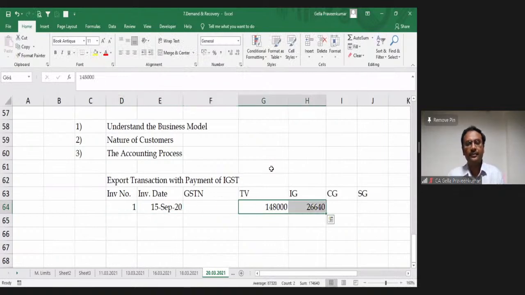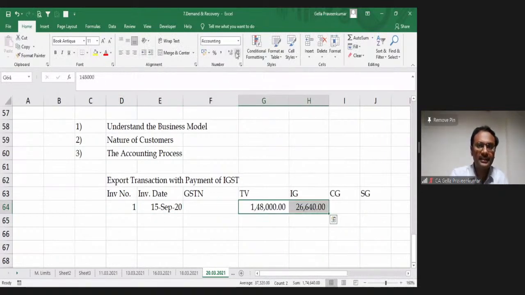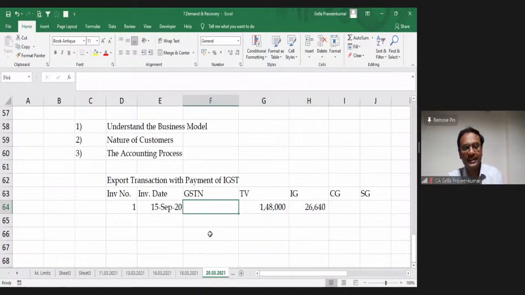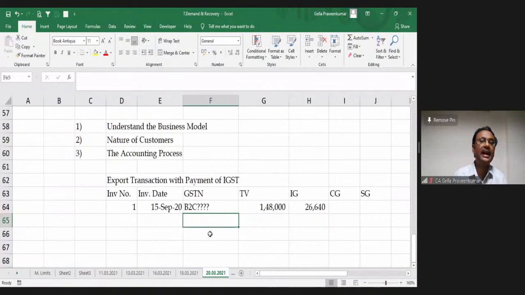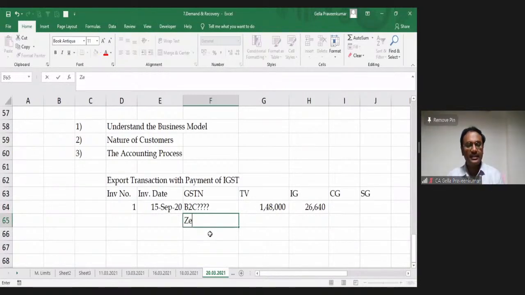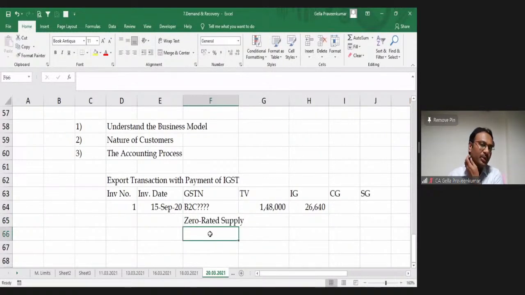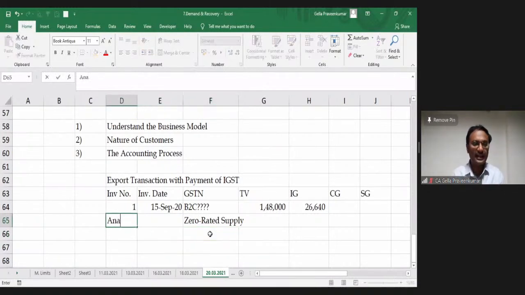Now, the moment you see this data, because there is no GSTN, can I consider this as a B2C transaction? Can I consider this as a B2C transaction? The answer is a big no. Is it a zero rated supply? That is what we need to understand. Blindly, now what happens? All of us who are listening to me have made mistakes. Through these mistakes, we have learned, and come to a stage where we analyze the data.